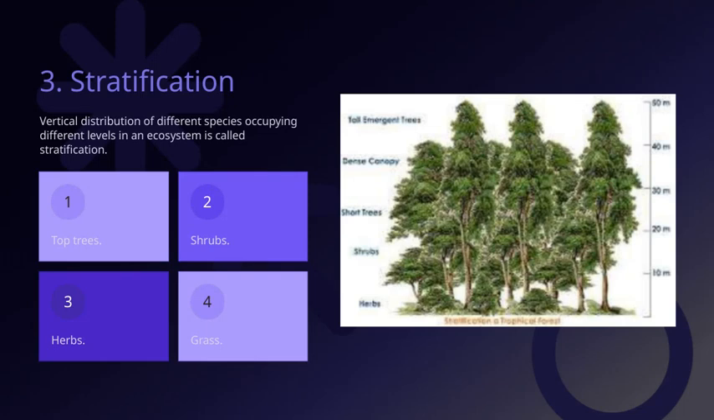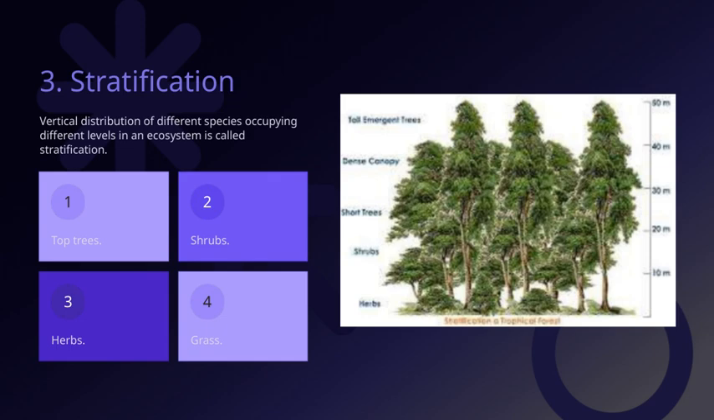Let's take a closer look at the concept of stratification. As you can see, different species occupy various levels within an ecosystem. Starting from the bottom, we have grass, which forms the ground layer. Above that, there are herbs, which grow a bit taller. Then come the shrubs, which are usually denser and taller. At the top, we find the top trees, which tower over all the other vegetation. This vertical distribution of different species, based on their height and ecological roles, is what we call stratification.